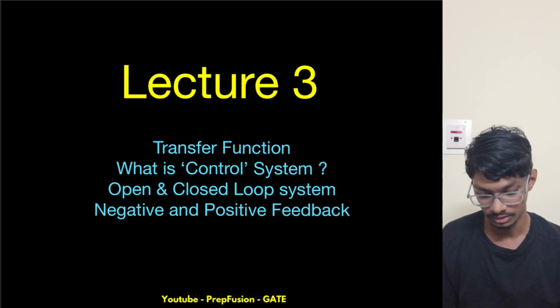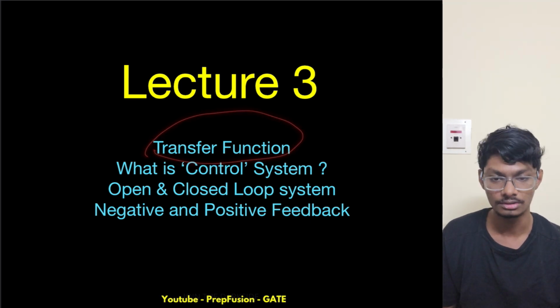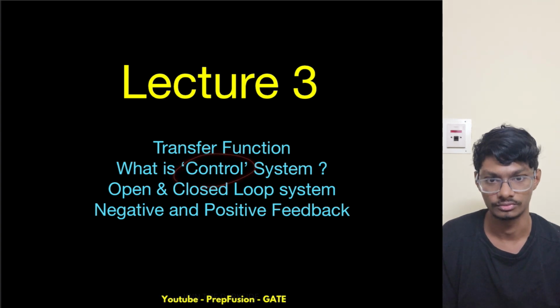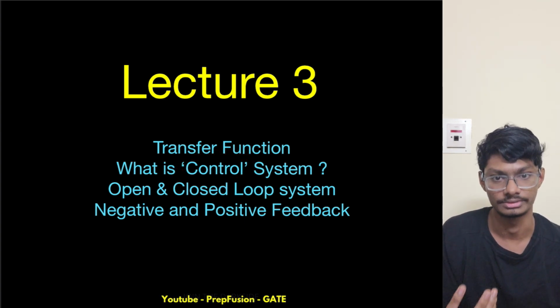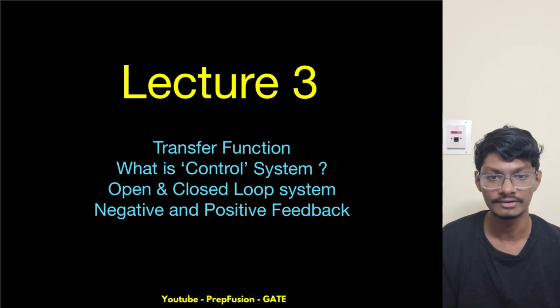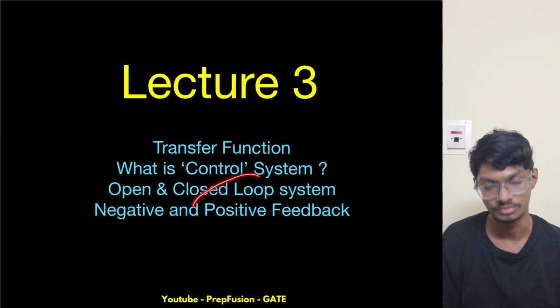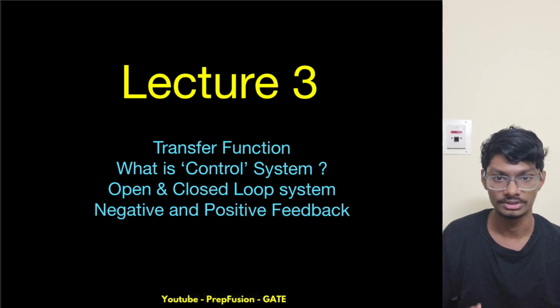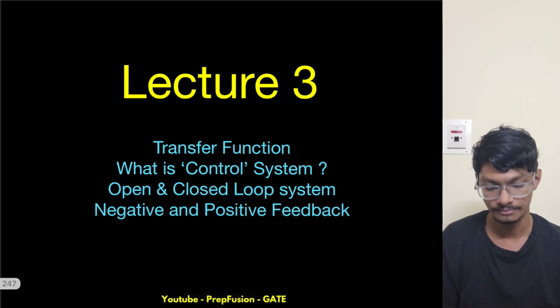In lecture 3 we'll first learn what is a transfer function, then what we mean by control of the control system, and what are different types of system, right? Open loop system, closed loop system. Then we'll learn about negative and positive feedback in a closed loop system. So these 4 topics we'll learn in this lecture.